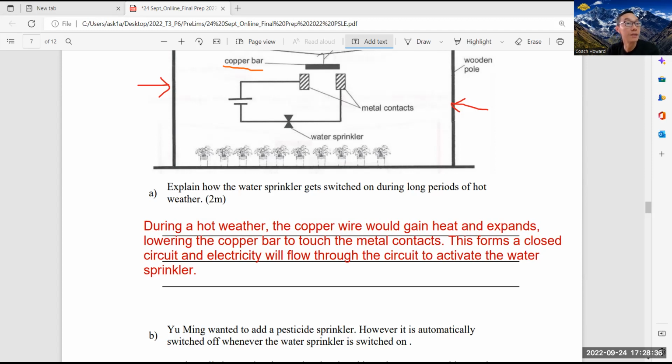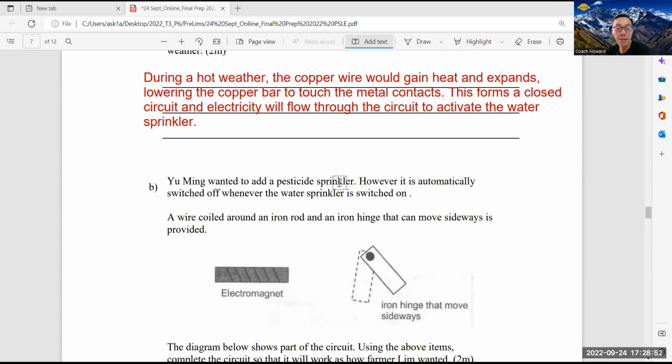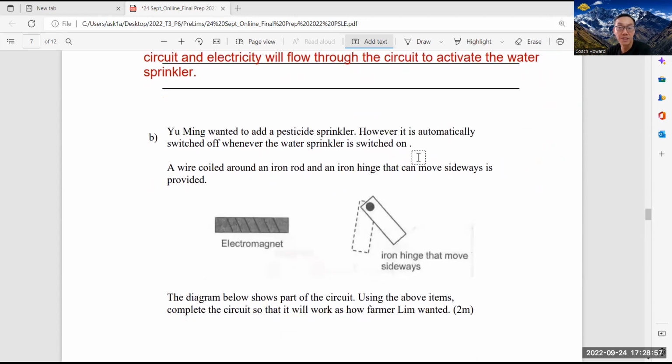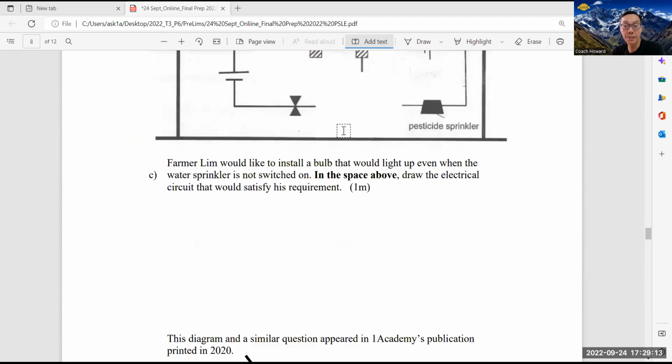Okay, so this is the answer for this. Okay, next part they say Yu Ming wanted to add a pesticide sprinkler. Just like mine is anti-COVID-19, this is a pesticide sprinkler. However, it is automatically switched off when the water sprinkler is switched on, which I explained to you in my book. So here you're supposed to use the electromagnet and this iron hinge to complete the circuit diagram here.